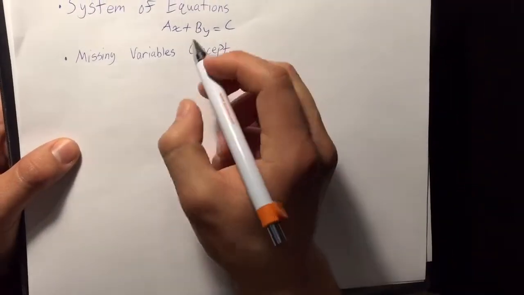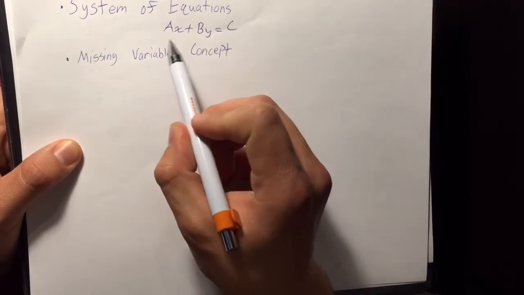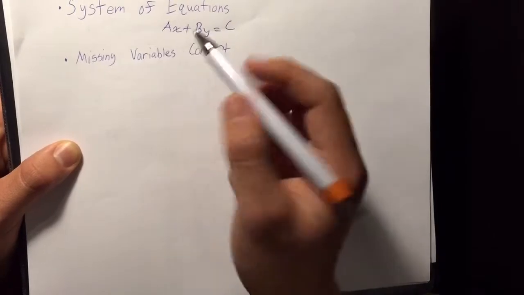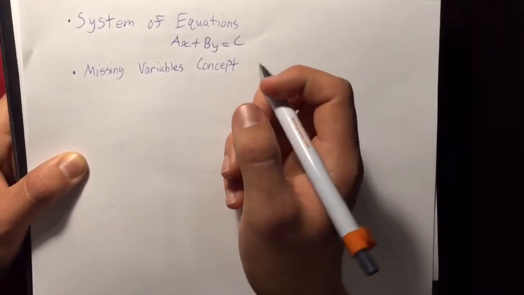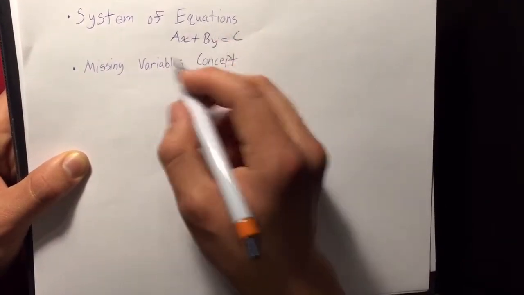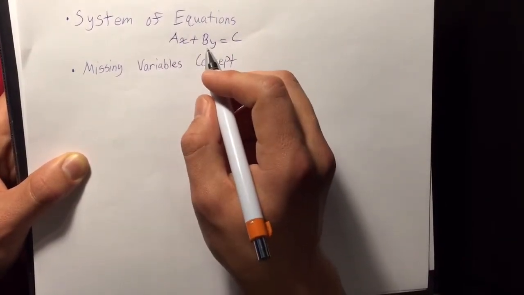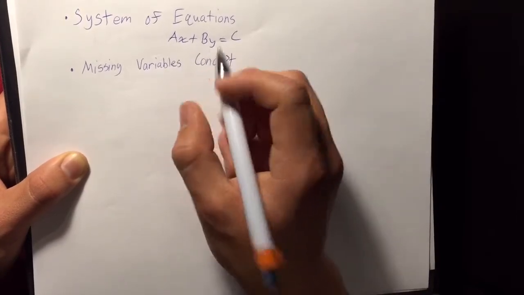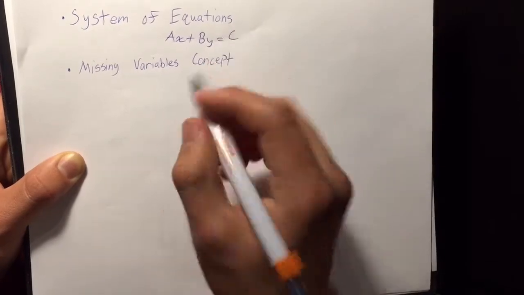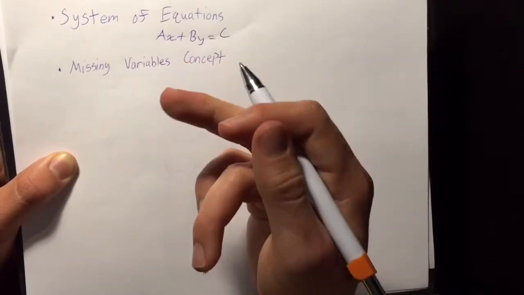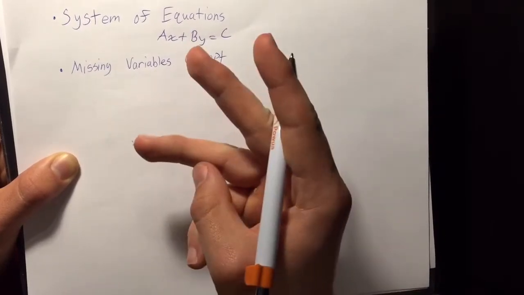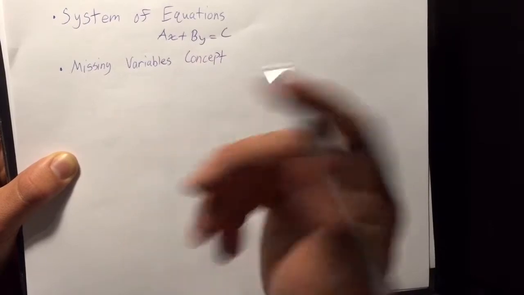In a system of equations, you normally get an equation in standard form like this. You have two constants that equal a constant, but those two constants are also multiplied by two variables. This is in standard form. In order to solve an equation like this, to get x and y, you must follow the missing variables concept, which means if you have two missing variables, you are going to have two equations to satisfy both variables. So if you have three missing variables, you must have three equations.